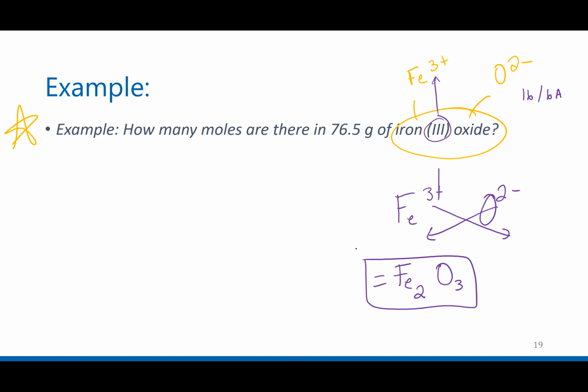If you're not familiar or you don't like that method, just remember 2 irons will give me a charge of +6. 3 oxygens will give me a charge of -6, and the charges cancel. And that's what you do for every ionic compound. I'm not going to spend any more time on that because, excuse me, you did this in unit 3.